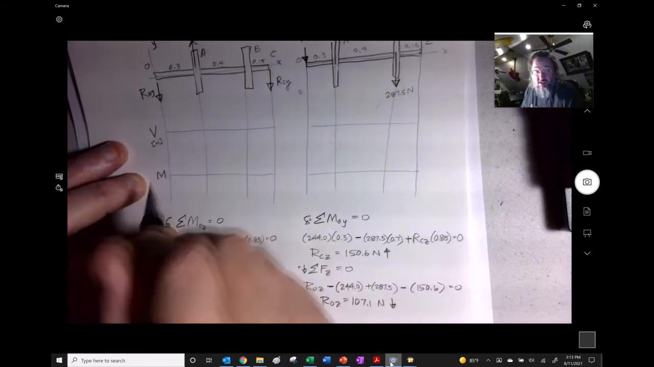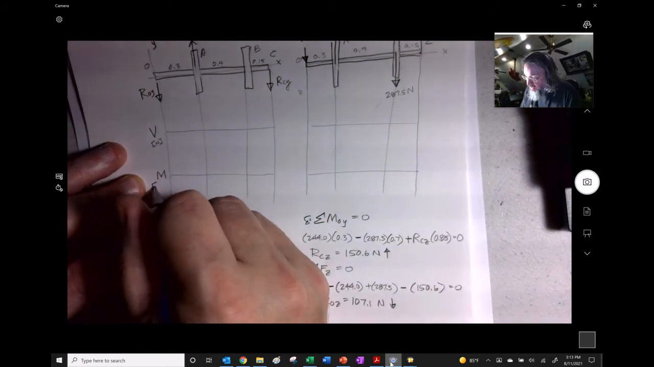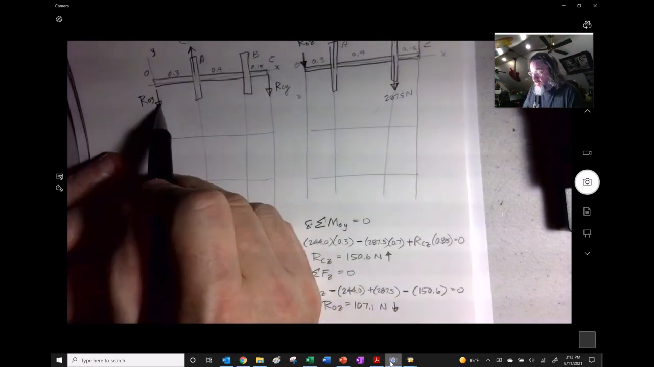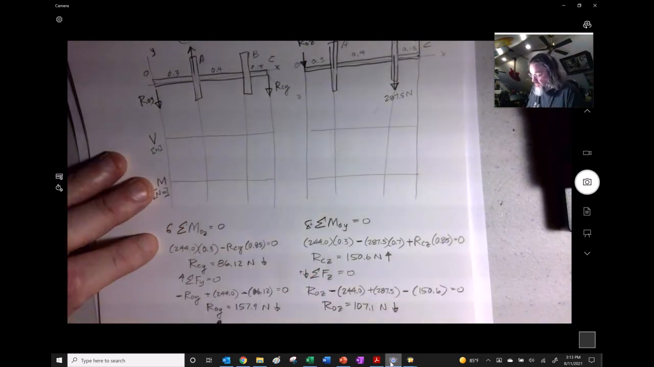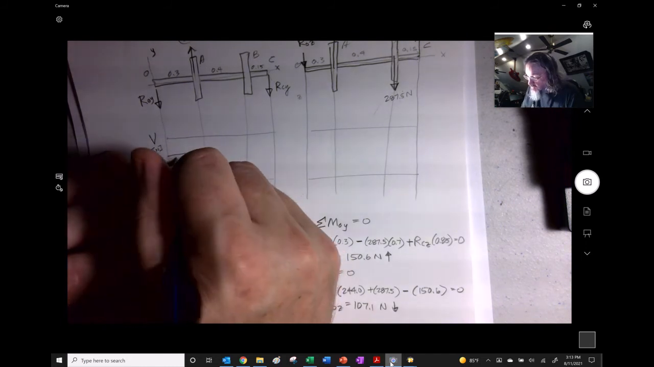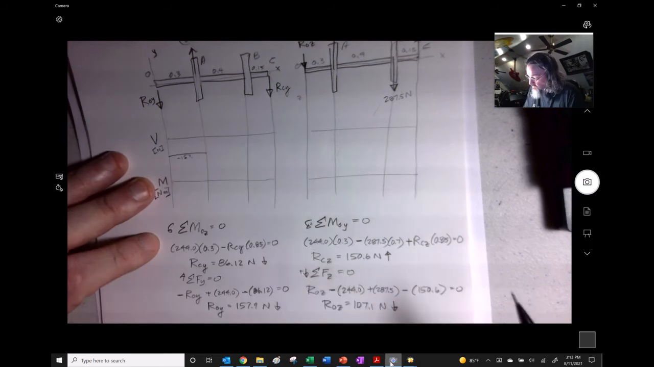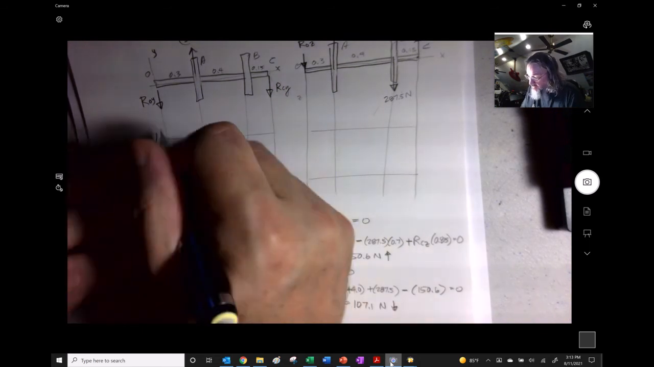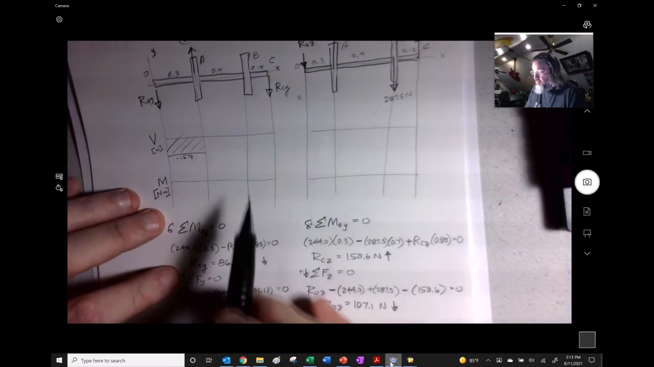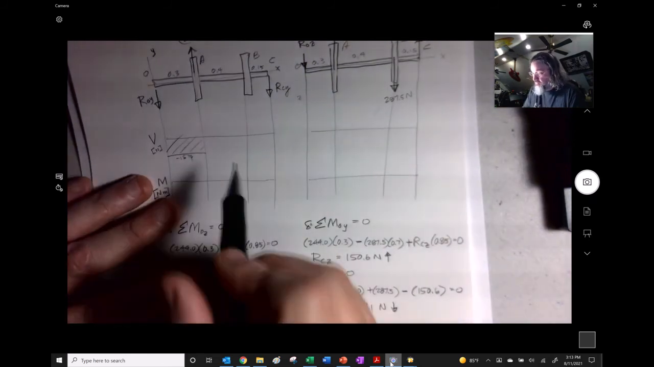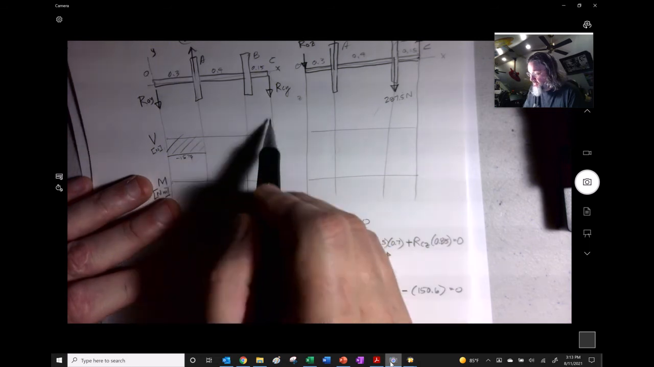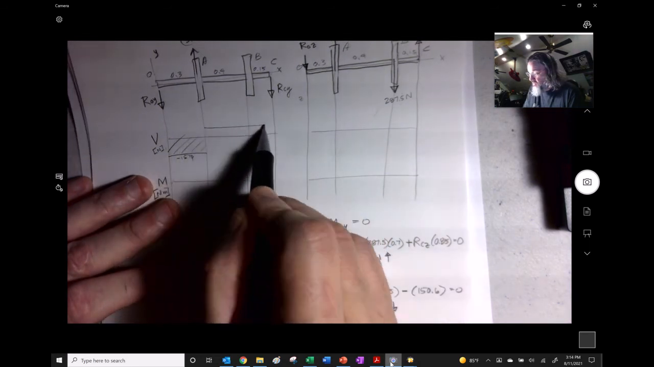And this is a moment diagram. It's going to be in Newton meters. So we go down by R_Y, so 157.9. And then we go up by 244, which should be equal to 86 because it's going to come back down. So we get it right to over there.